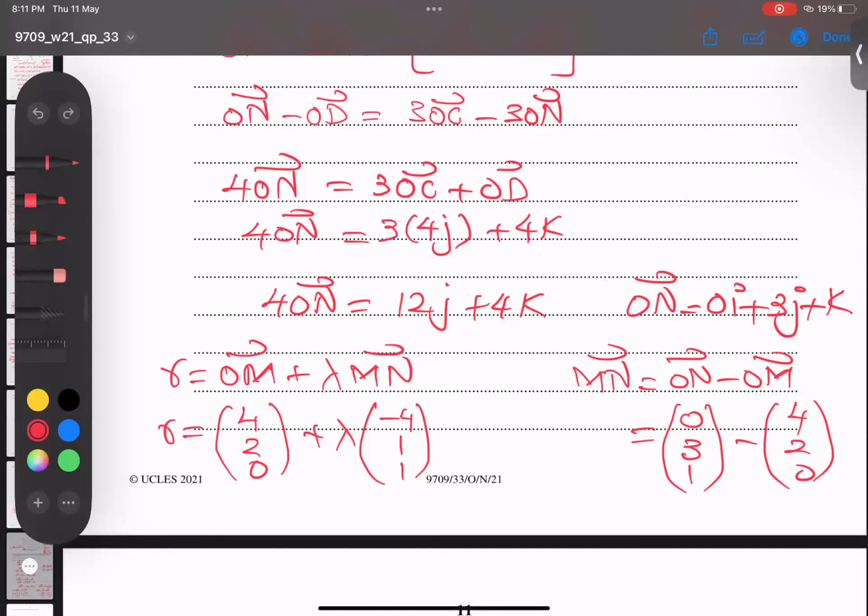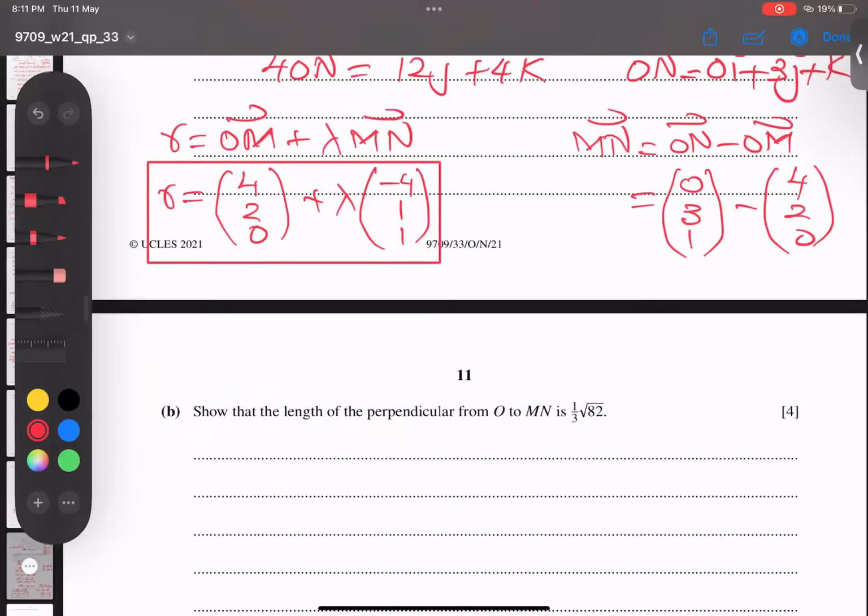Why reverse, sir? Because I'm looking not for MN, I'm looking for NM. In that condition, if I use ON here, all signs are reversed. So I hope the point is clear, and this is my final answer. I hope you got the point very clearly.